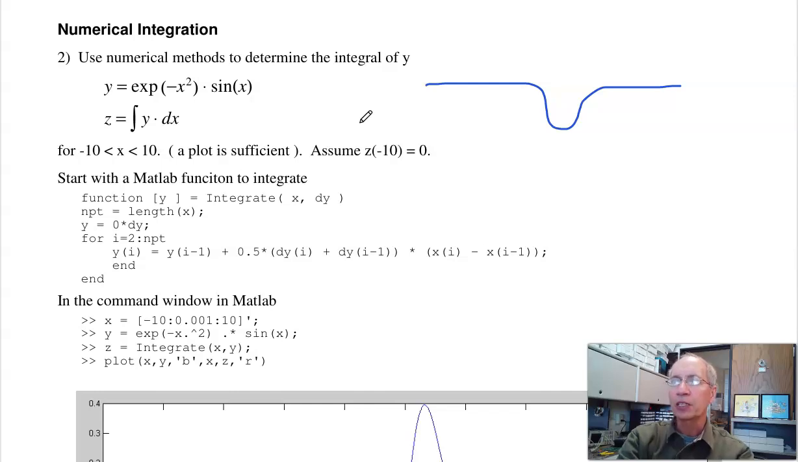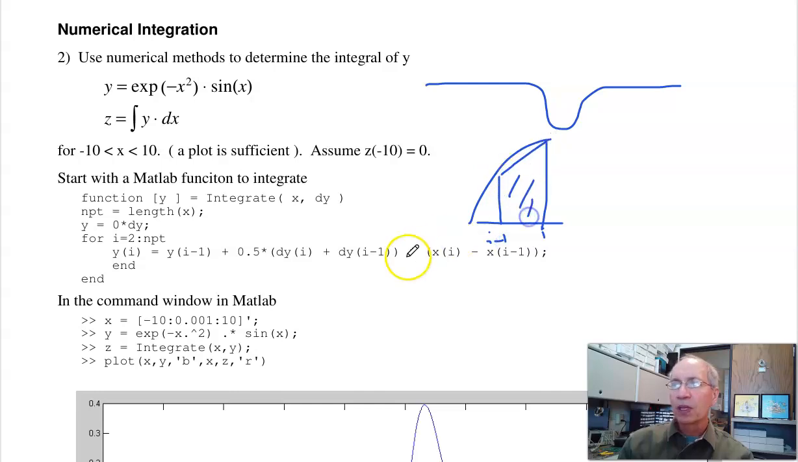I can solve numerically, though. What I'll do in Matlab is pass x and y. Then what I'll do at each point, take the previous area and add to it the new area. So this is using the trapezoid rule. I have a curve like this. I'll take the current output, I, take the previous output, I minus 1, add up the area of that trapezoid. The area of a trapezoid is 1/2 of the sum of the two heights times the width. Repeat for all the data.